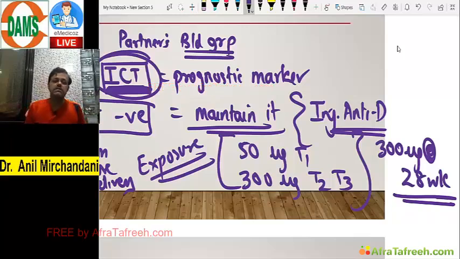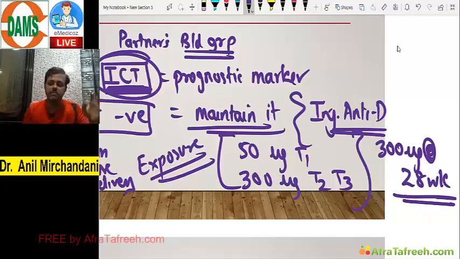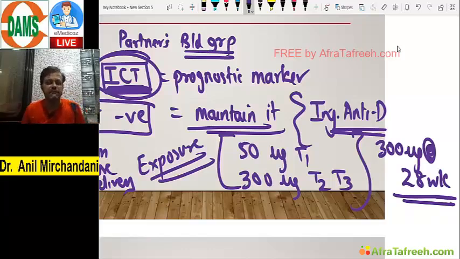And yes, when the patient is given 300 microgram, this anti-D would take care of some amount of feto-maternal mixing which is happening in the antenatal period. But that doesn't mean after delivery we are not going to give. Remember, if she delivers at, let's say, 40 weeks, you are supposed to give 300 microgram again, provided the baby's blood group is positive.